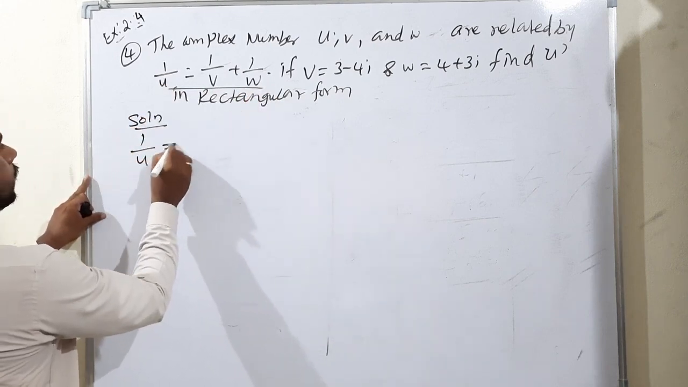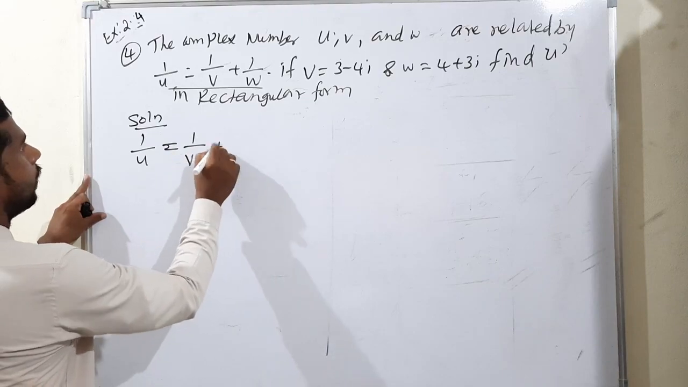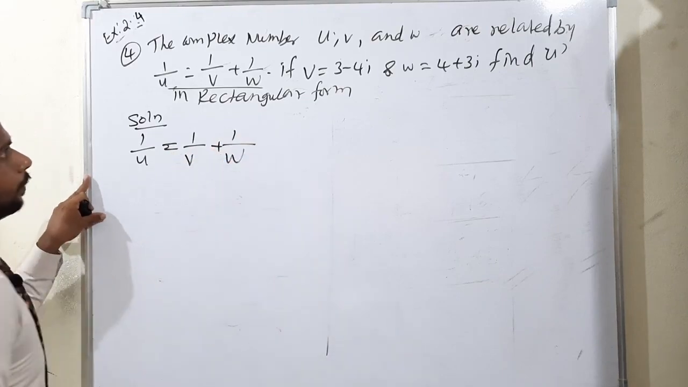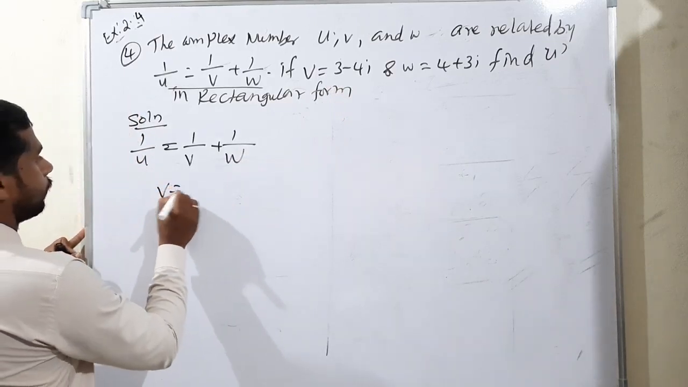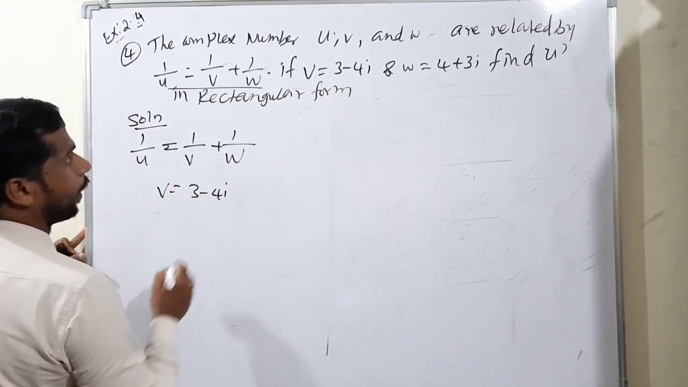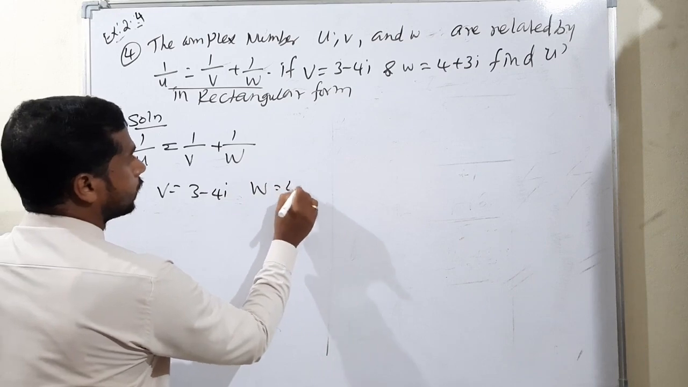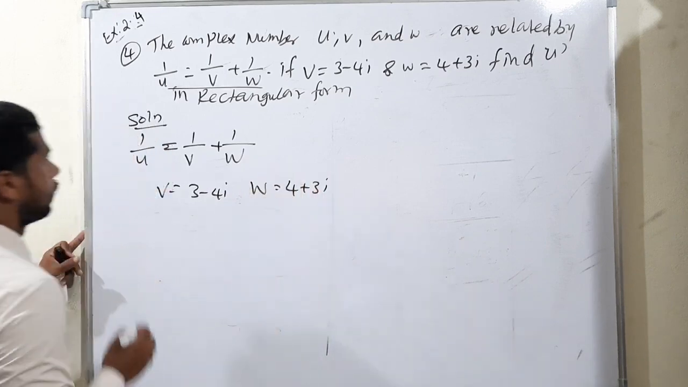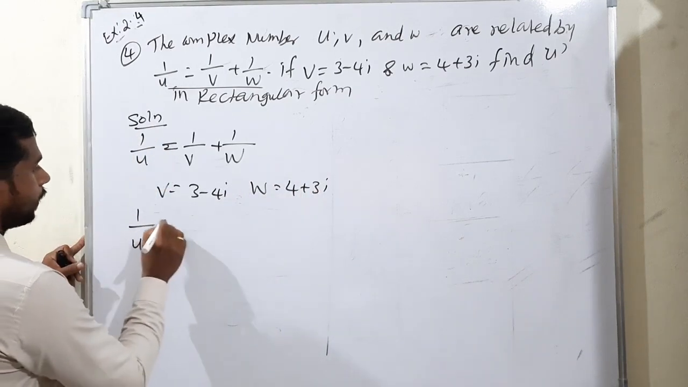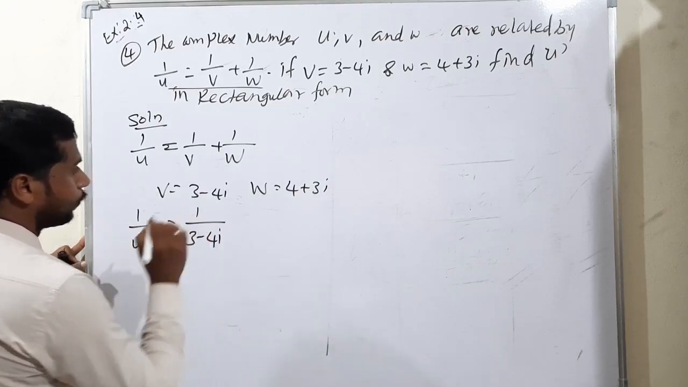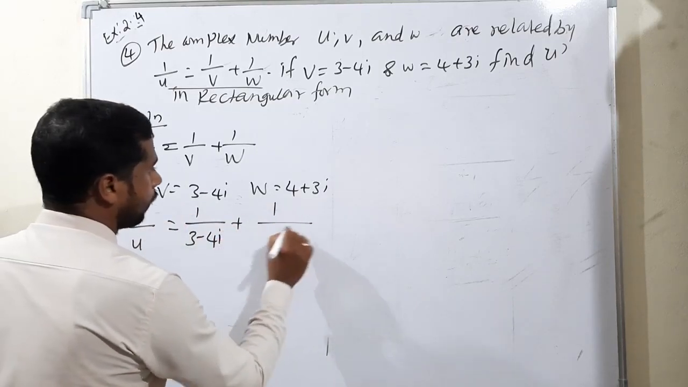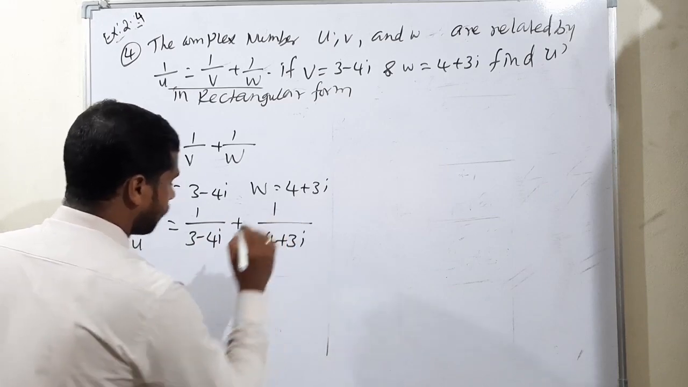1/u = 1/v + 1/w. The values are given: v = 3 − 4i, and w = 4 + 3i. You have to apply 1/u = 1/(3 − 4i) + 1/(4 + 3i).